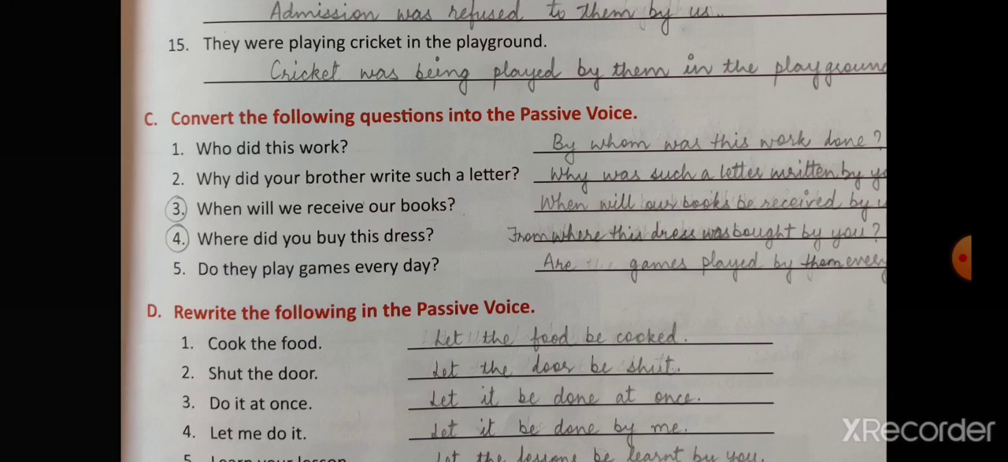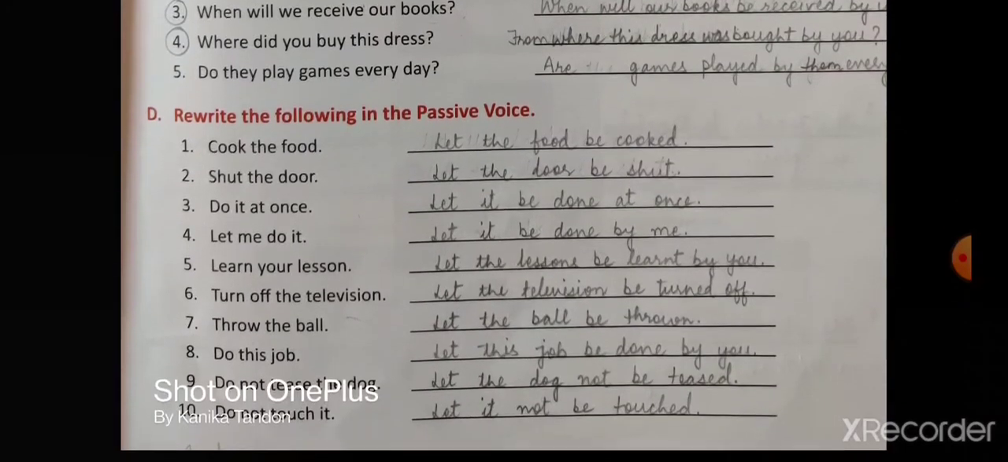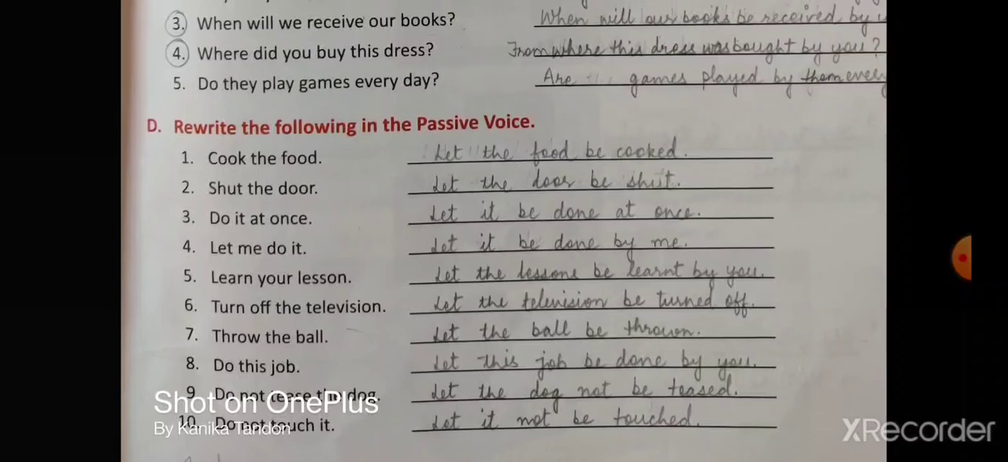Next, rewrite the following in the passive voice. First is, cook the food. Let the food be cooked. Shut the door. Let the door be shut. Do it at once. Let it be done at once. Let me do it. Let it be done by me. Learn your lessons. Let the lessons be learned by you. Turn off the television. Let the television be turned off. Throw the ball. Let the ball be thrown. Do this job. Let this job be done by you.